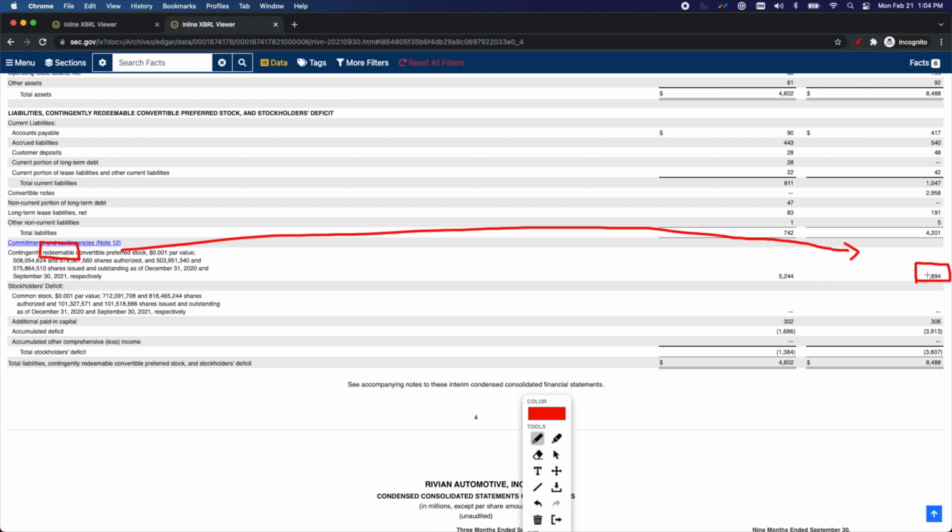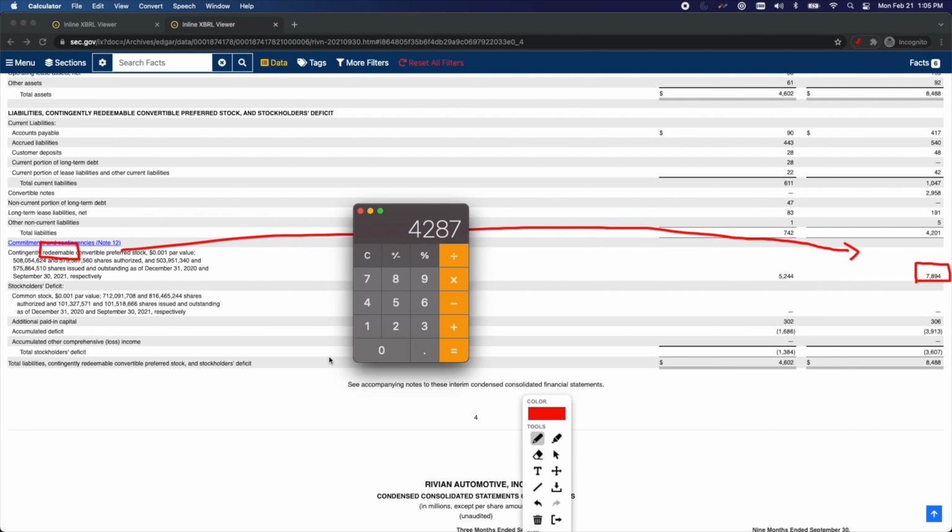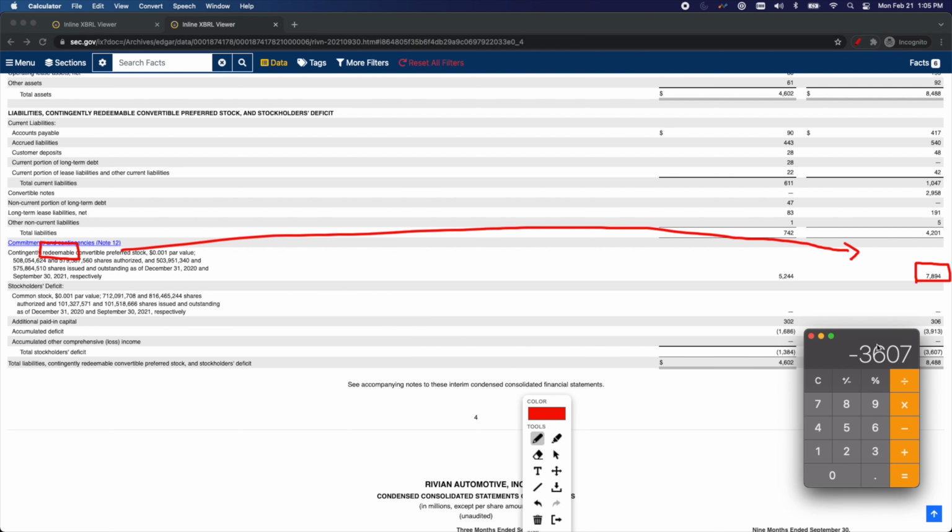So that's why they have this line item, $7.894 billion worth of redeemable preferred stock. If we take that figure and go back to our calculator, that's the previous equity that we calculated based on just assets and liabilities. If we subtract 7,894, we get negative 3,607, or negative 3.607 billion dollars, which is exactly the figure right here.